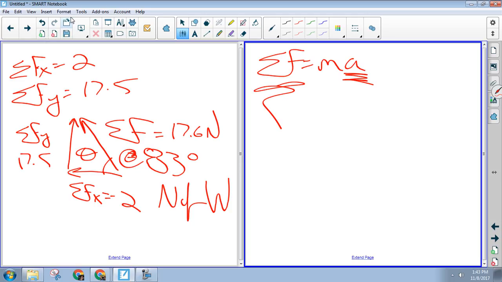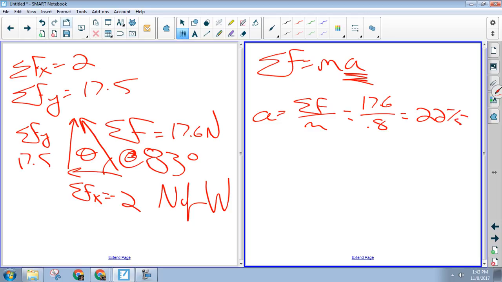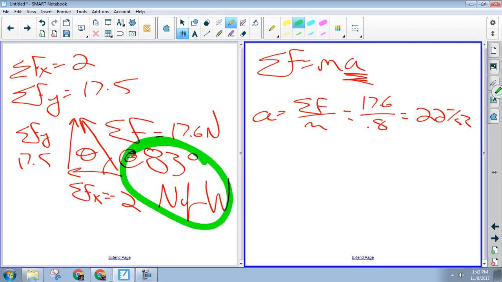Okay. So, your net force is in the same direction as the acceleration. So, last step, we know the acceleration is net force over mass. Net force was 17.6. Mass is 0.8. Divide it out, you get 22 meters per second squared. And then the direction is the same as the net force.